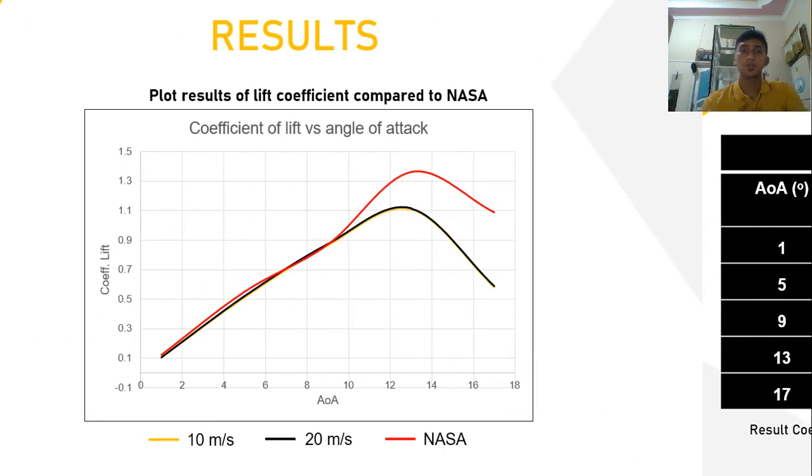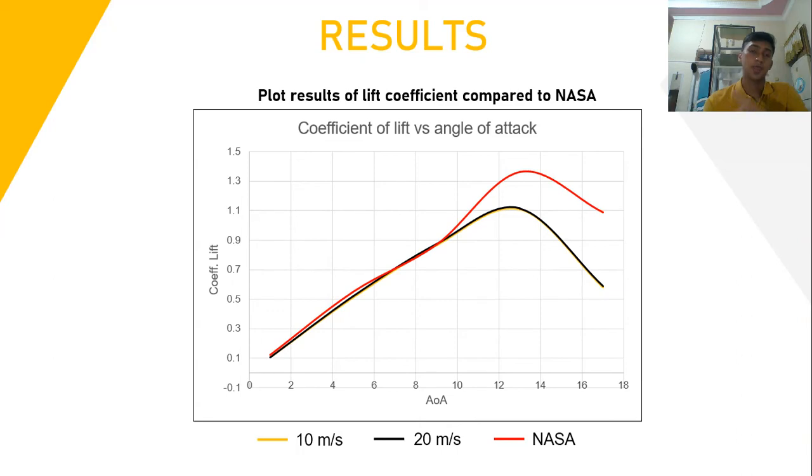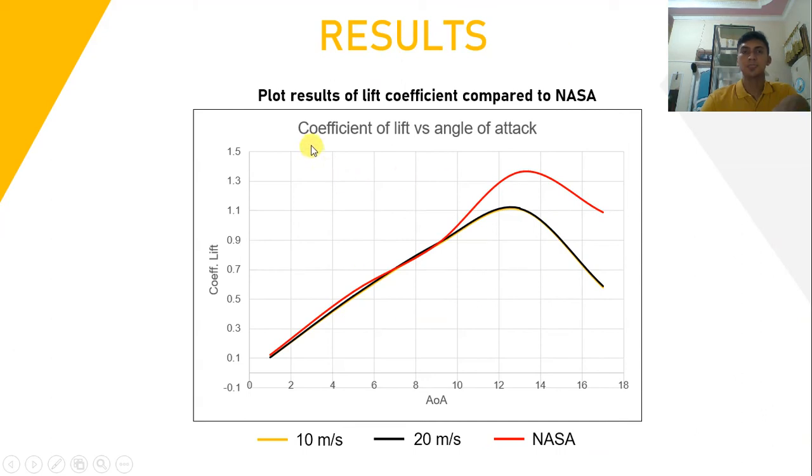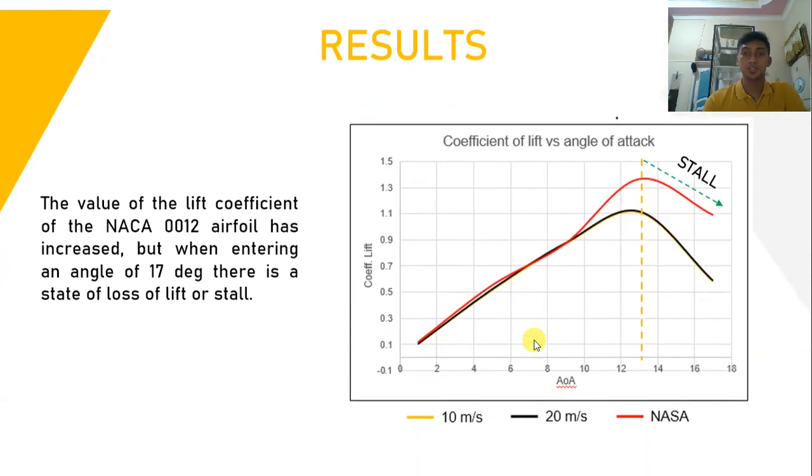So I just plotted that result in Excel, and this is the lift coefficient versus angle of attack, which I compare to NASA experimental data. The red one is the NASA data, and the black and yellow are my compilation of the dynamic simulation.